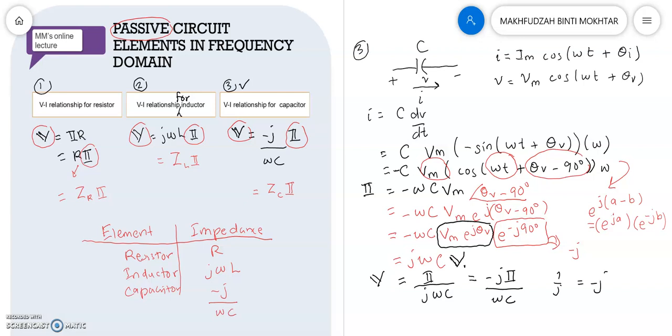So this is the summary of all impedances, based on the VI relationship for each component. Alright, so I hope with this summary, we can after this apply how to use all these impedances to solve our circuit analysis when it involves steady state analysis. Okay.